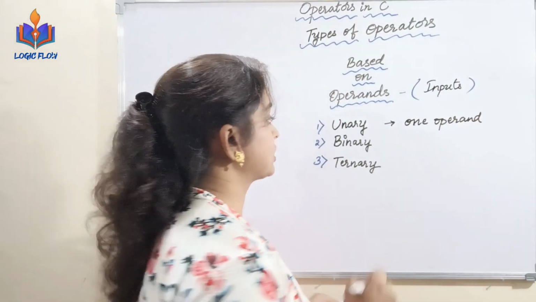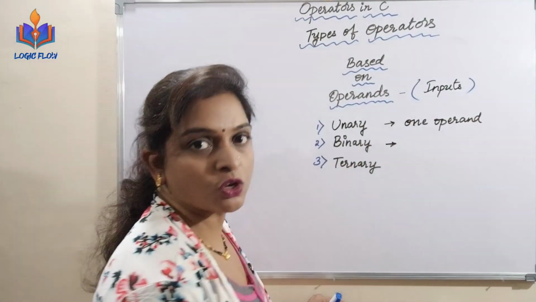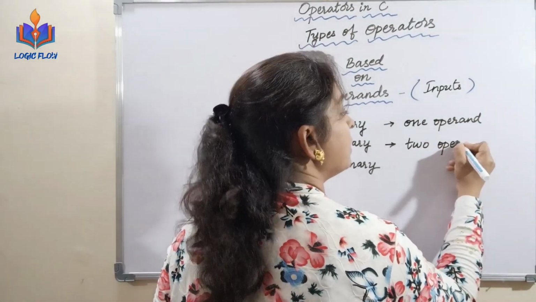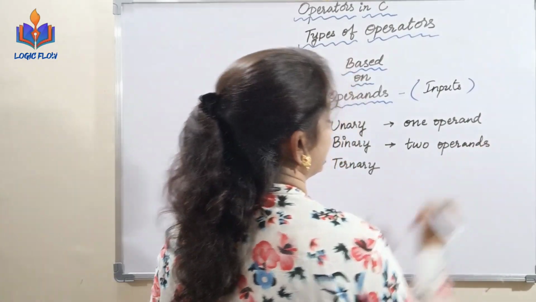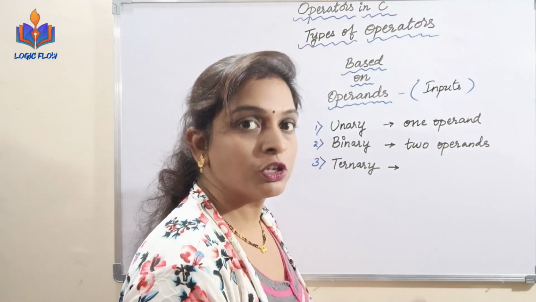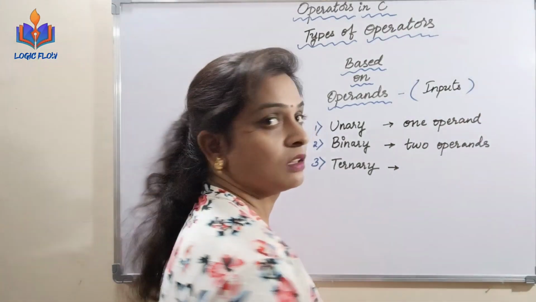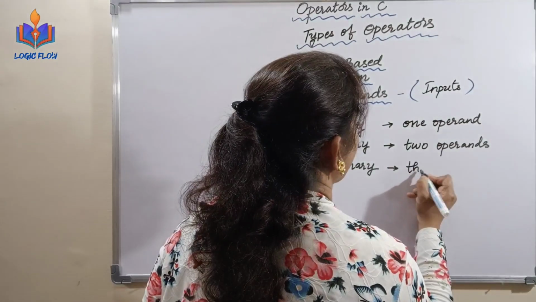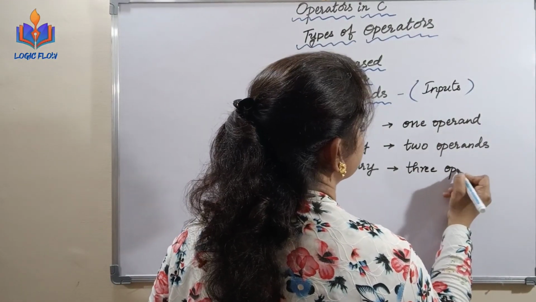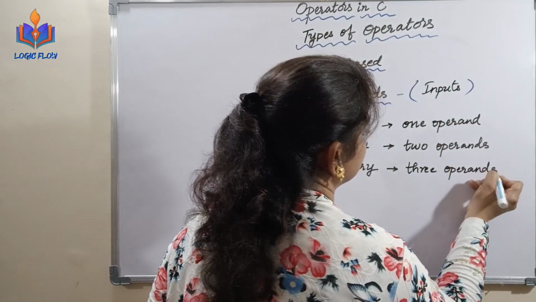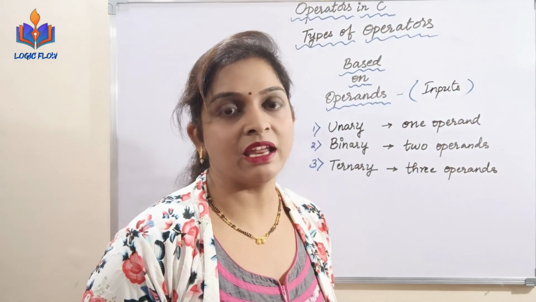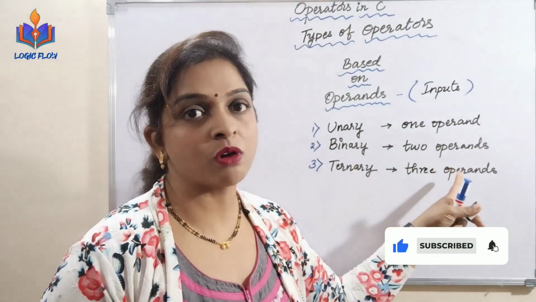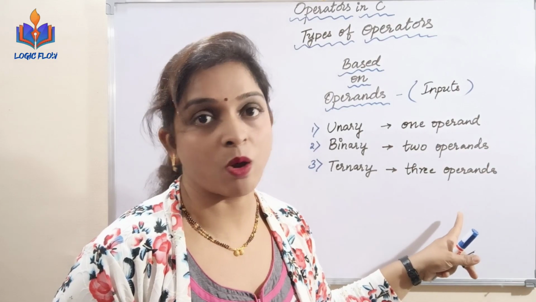Minimum one operand. Whereas binary operators are operators which operate on minimum 2 operands. It can be more than that also. Bi means 2 operands, minimum 2 operands. Then ternary. Ternary means 3. It is going to operate on 3 operands. So this is what we have with the unary, binary and ternary operators. Uni means 1 operand, binary means 2 operands and ternary means 3 operands.